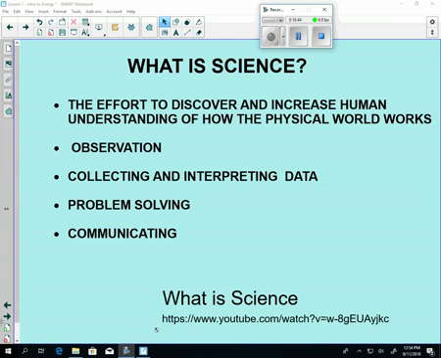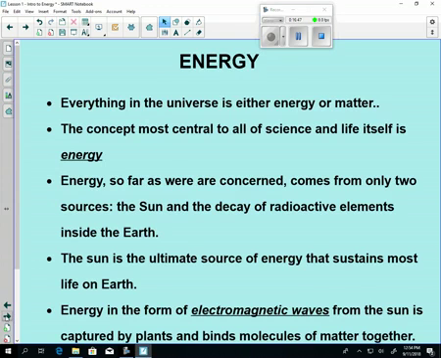All right, so that gives you just a basic idea of what science is. Now, energy, we're going to jump right into it. Like I said, everything in the world is either energy or matter. But the most important thing is energy. And as far as we know, there's only two types of energy that we get. Energy from the sun. The sun makes everything grow, keeps us warm. If the sun wasn't there, we'd die. We wouldn't have anything to eat, we'd freeze to death.